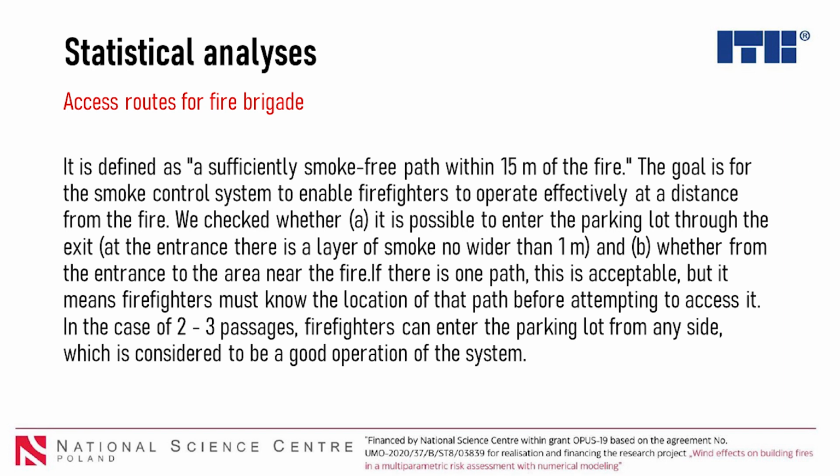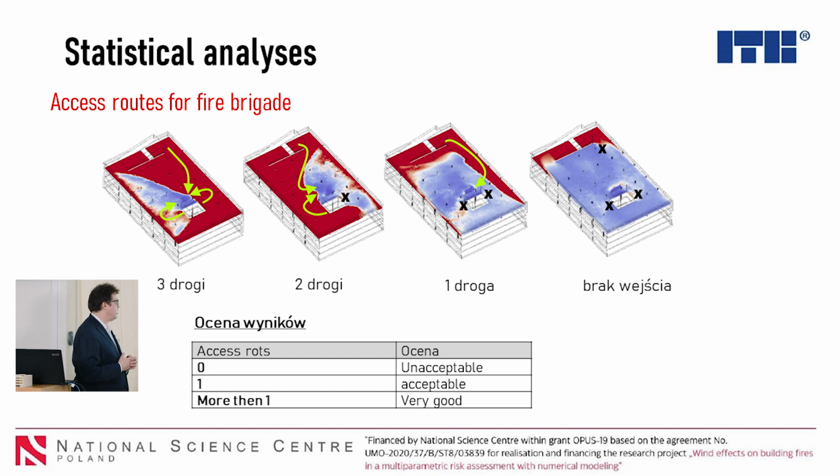And the fourth variable is the access routes for the fire brigade. It is defined to verify how many ways we have, free of smoke and temperature, which allow firefighters to come and extinguish the fire. If we have three possible ways for fire brigades, sorry for Polish words, the system is working very well. If there is only one way, it's acceptable. If there are no ways for fire brigades, the system is unacceptable.